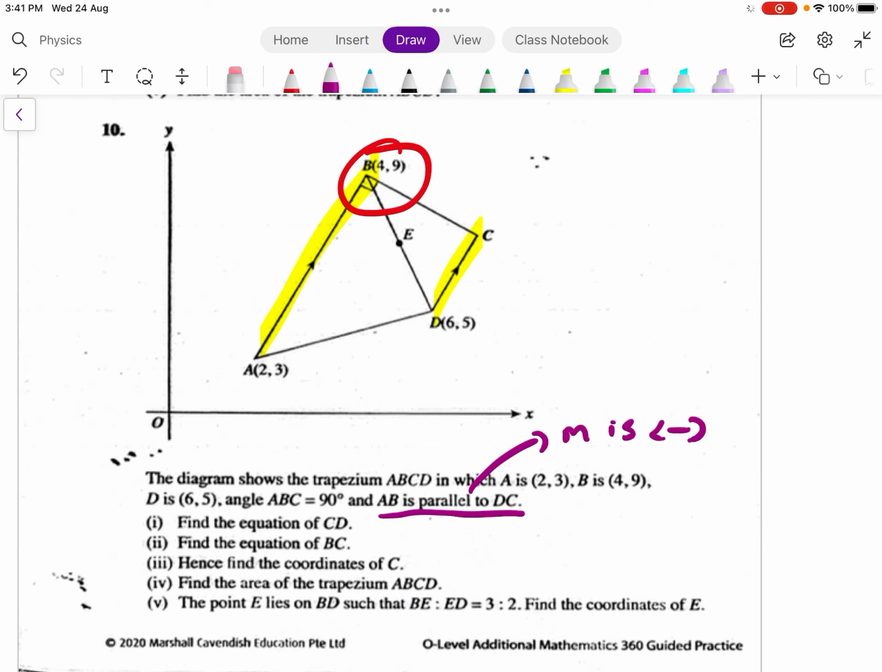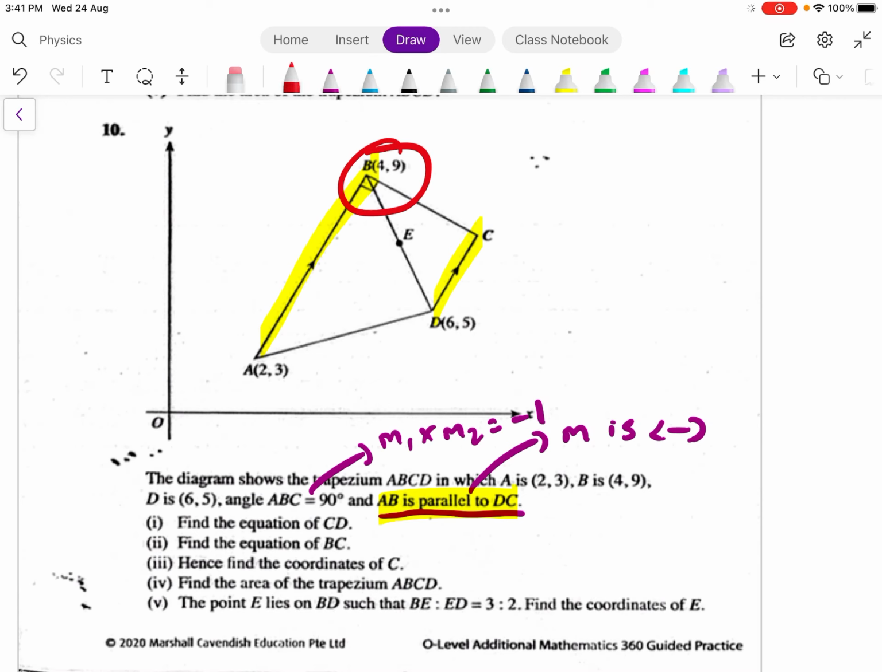Of course, ABC being 90 degrees means that the gradients of AB and BC, when multiplied together, will give the answer of -1. Okay, so the first part, they say find the equation of CD. So how do we find CD? Of course, we need to make use of this information right here. So first thing first, I want to find the gradient of AB.